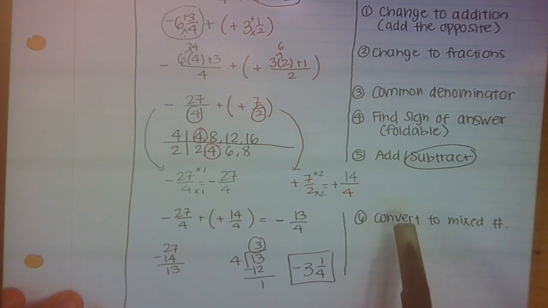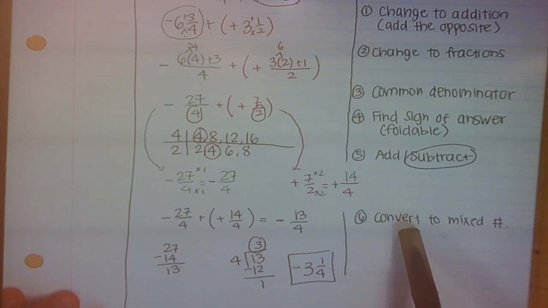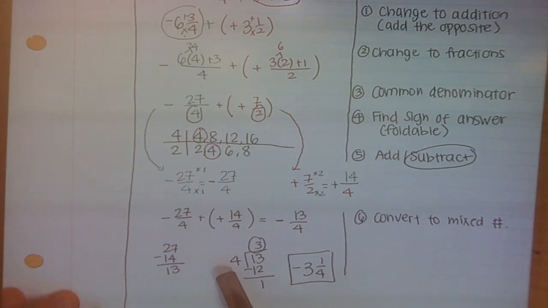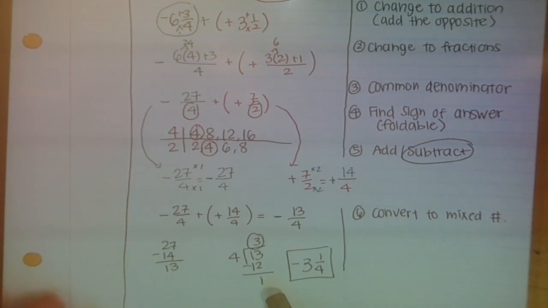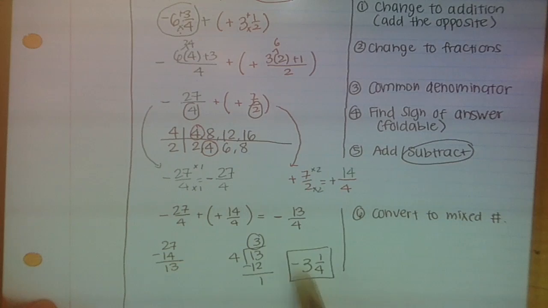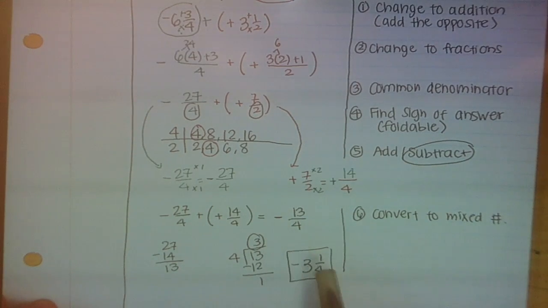And then step 6 is to convert it back to a mixed number. So I do 13 divided by 4. 4 goes into 13 3 times to give me 12, and the remainder is 1. So my whole number part is 3. Remember, the number is still negative. I get negative 3 1/4 as my final answer.